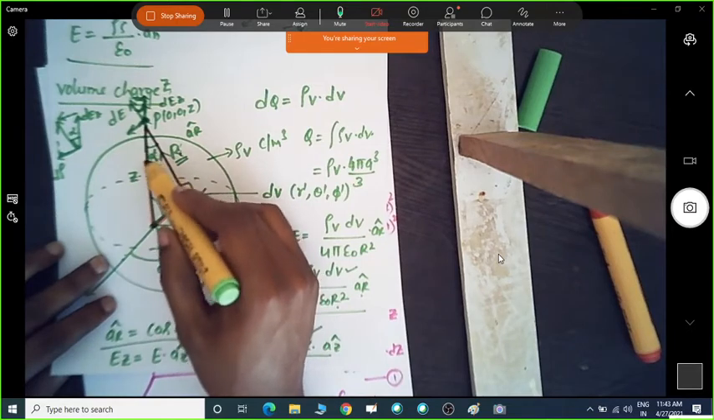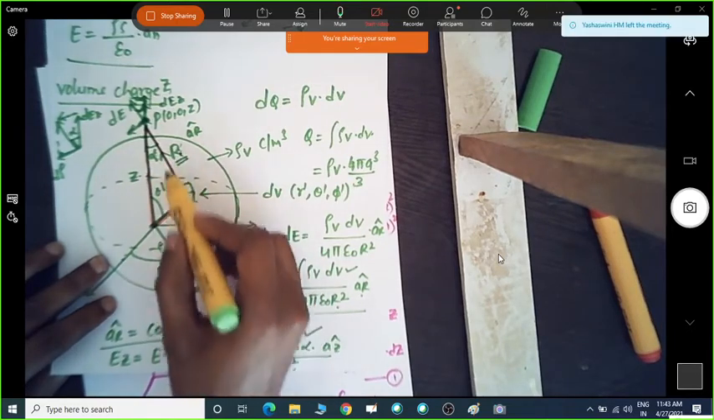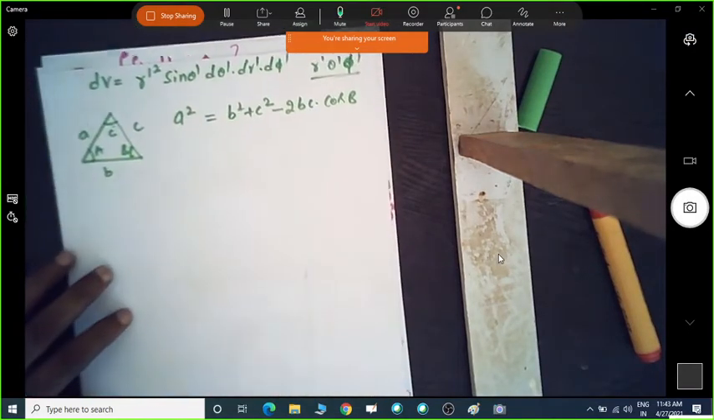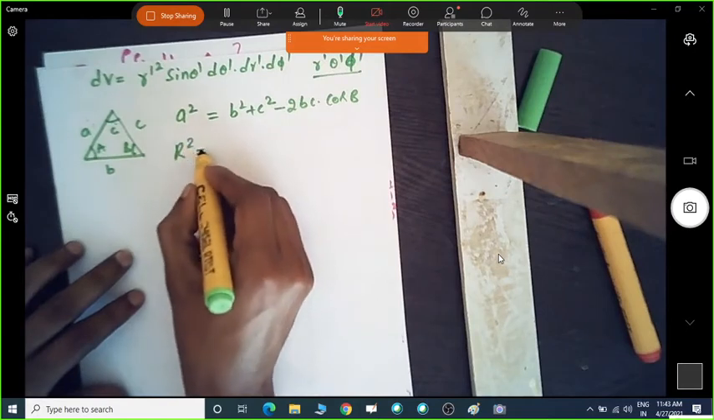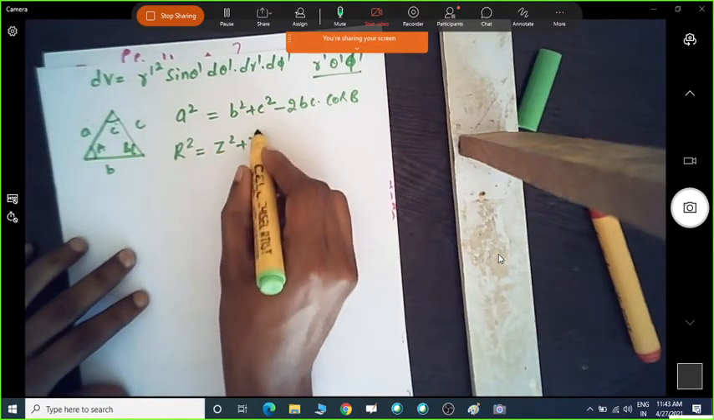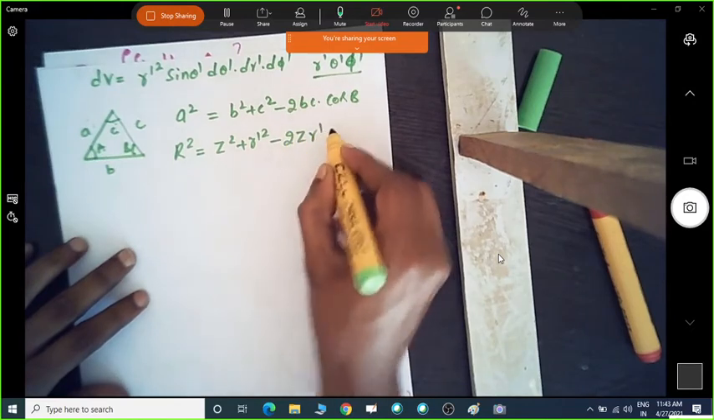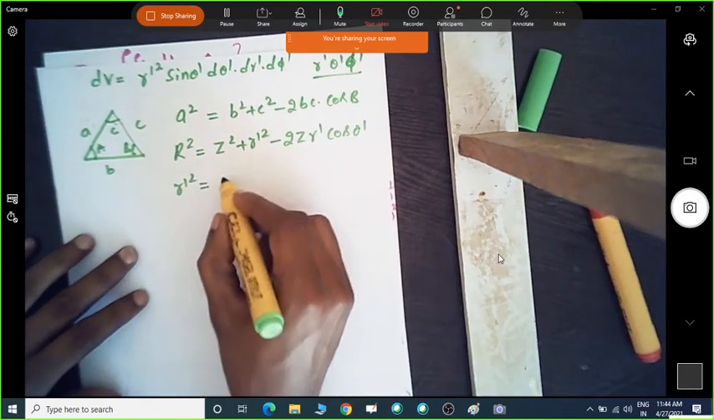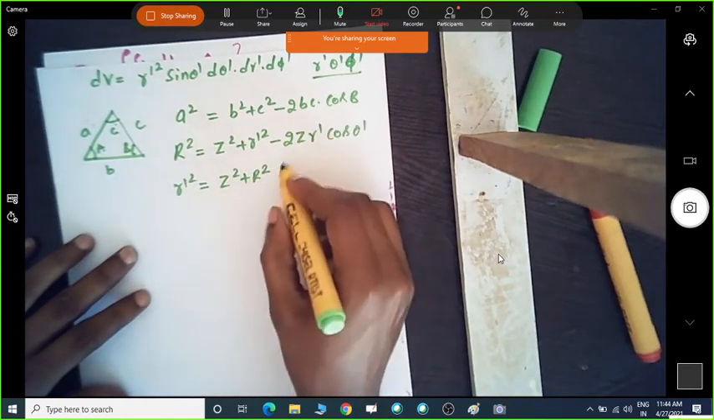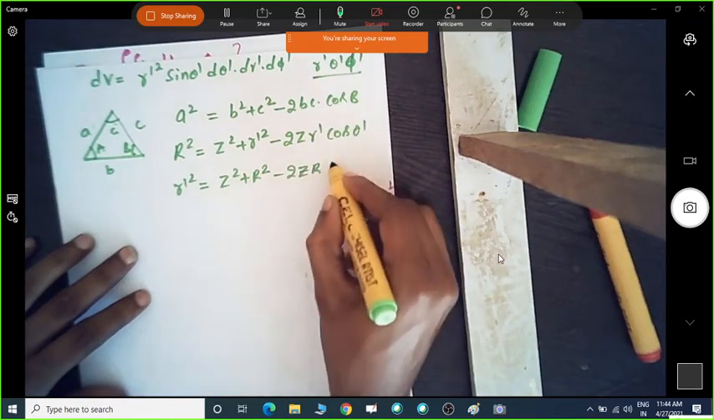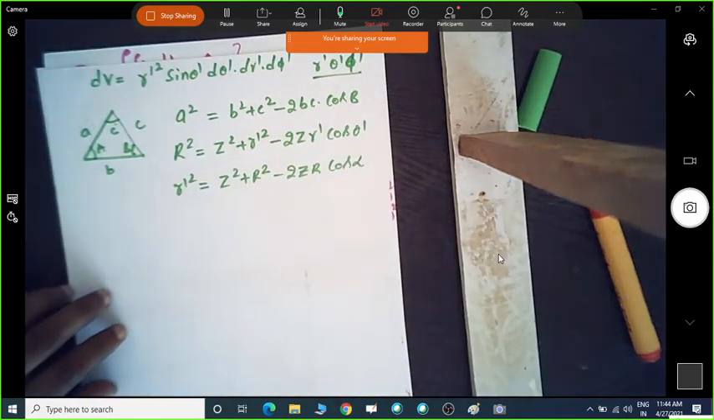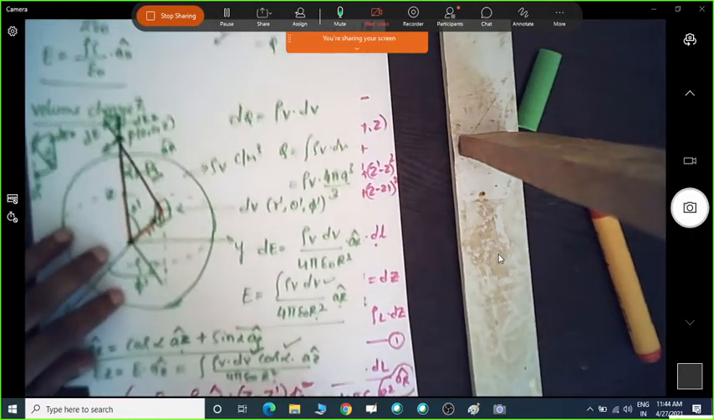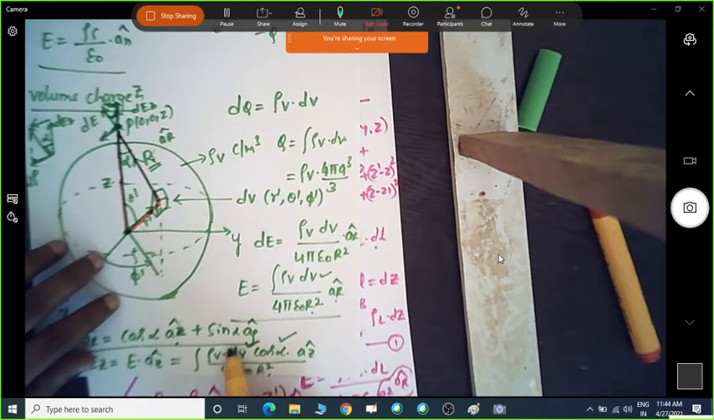So we can get the cos alpha term and r square also, in terms of the spherical coordinates, by using the cosine rule. Now applying that, r square is z square plus r dash square minus 2z r dash into cos theta dash, and similarly r dash square is given by z square plus r square minus 2z r cos alpha. Now whatever we have in the equation here, alpha, r square and this dv.